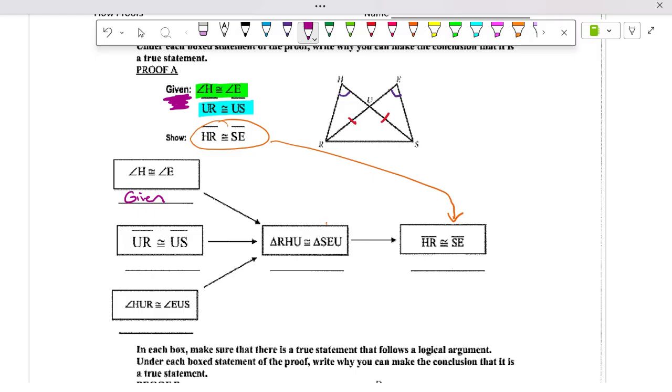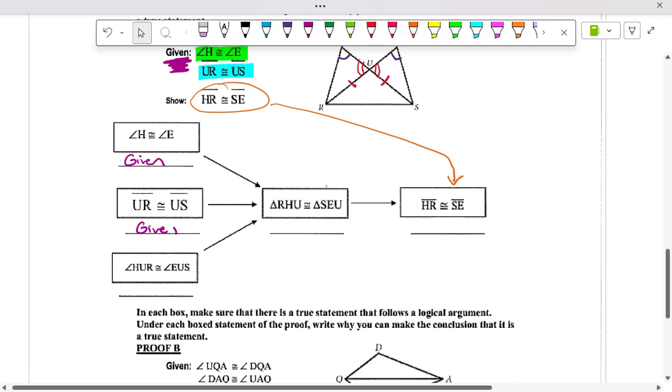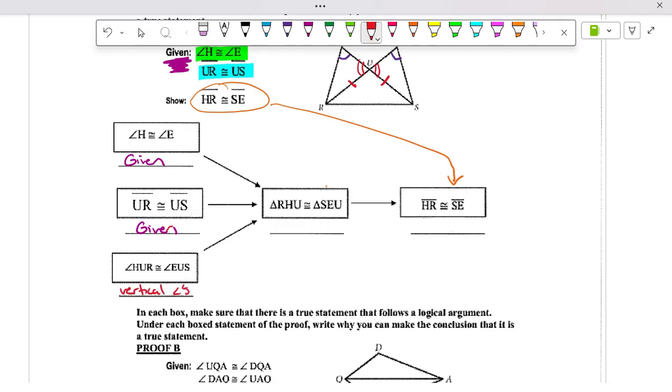So, UR congruent to US. Why can we say that? It was given to us. Now, this next one. HUR, so this angle right here, is congruent to EUS. So this angle right here. Now, that wasn't in the given information, but we can still say that's true. Why? Vertical angles are congruent because they're vertical angles and they're congruent.